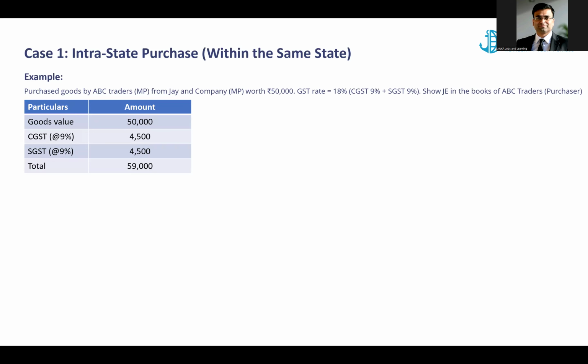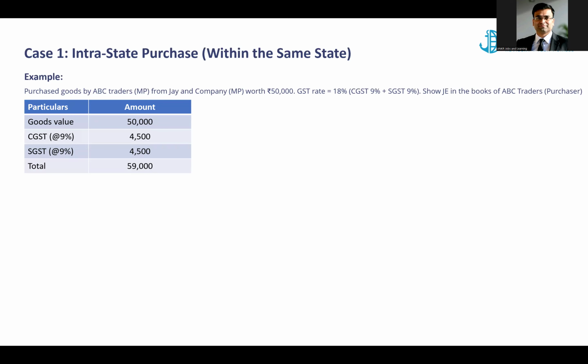So look at this now. Goods value is 50,000. What is CGST? 9% on 50,000 is 4,500. What is SGST? Which is 9% on 50,000, which is again 4,500. And the total is 59,000 rupees, right? Now, how will you account for this transaction?